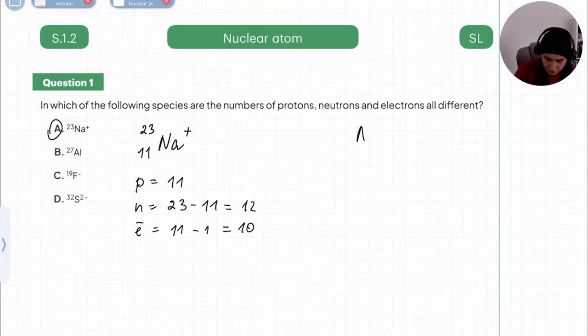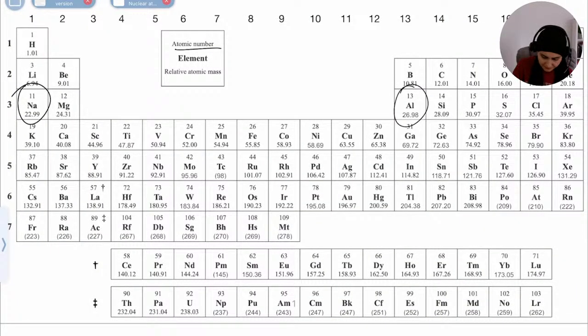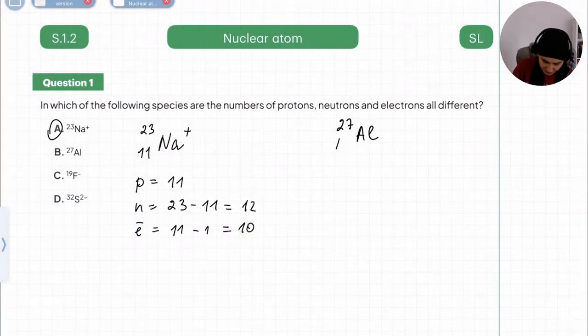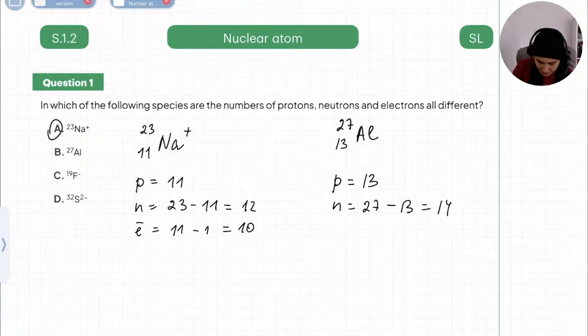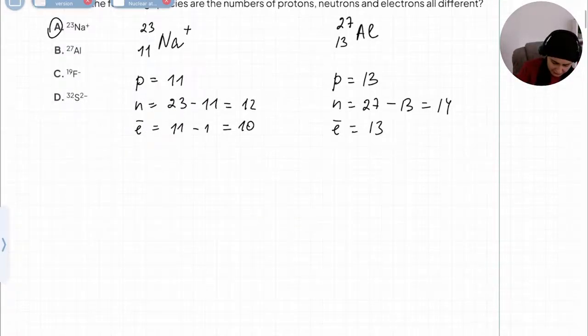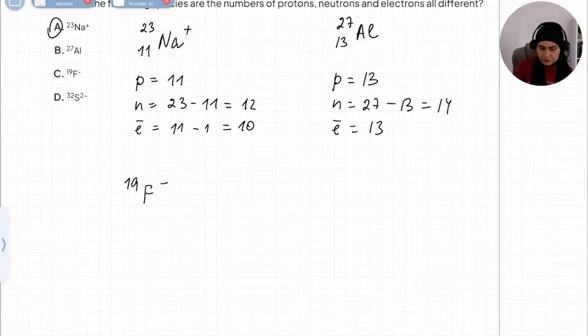Aluminium, but obviously in the exam you don't do that, you just choose A and move on. So aluminium 27, no charge, so it means it's 0. Finding aluminium, there it is, 13 protons, and I put it at the bottom. So protons is 13, neutrons is 27 minus 13. And electrons are 13 because there is no charge, which means that electrons equal protons. Then fluorine minus 1, fluoride, 19. And why is C not an option? Because protons and electrons are the same, and we need different.